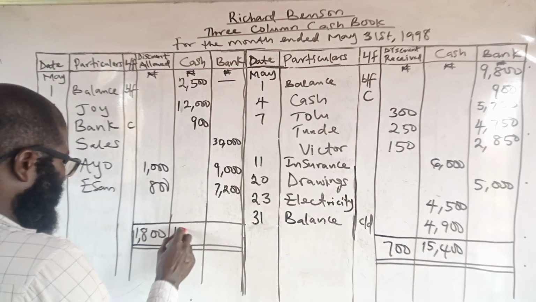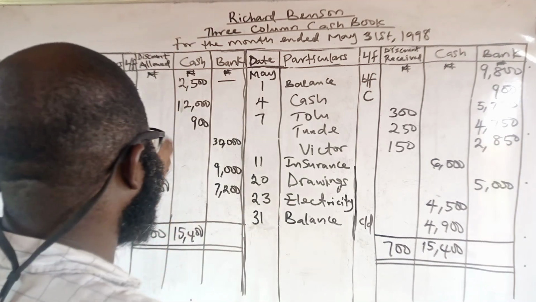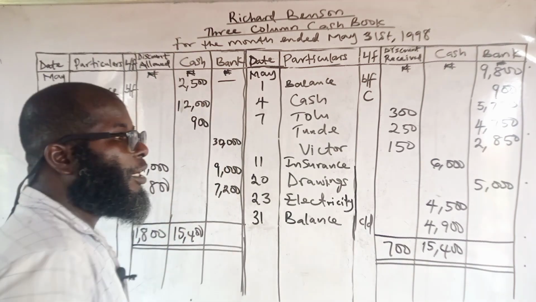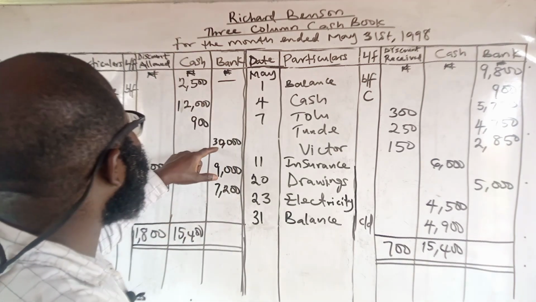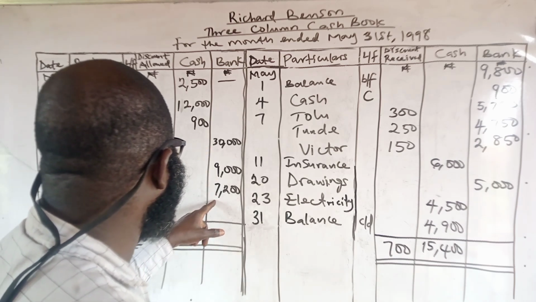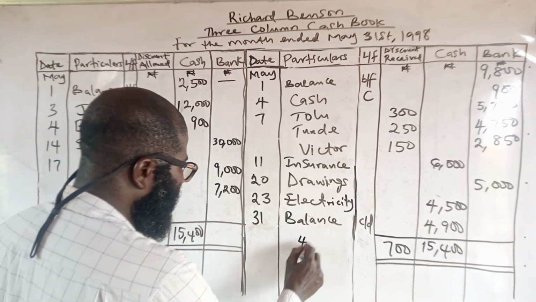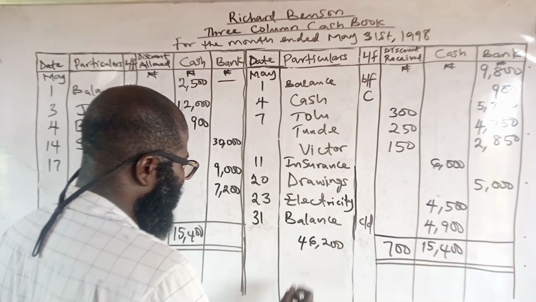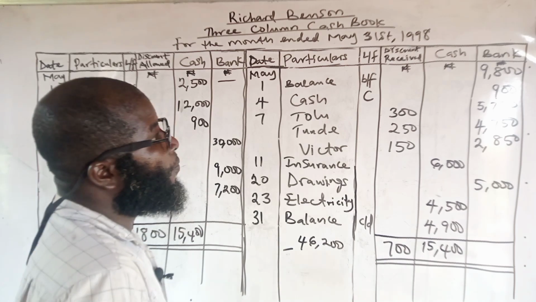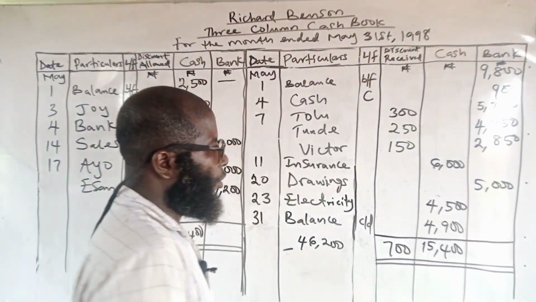By the time you add 4,900 plus 4,500 plus this, we are going to get 15,400. Then we have this 15,400 as well, when you calculate all this together. Then for the bank column, this 30,000 plus this, that is 39,000. Then plus 7,200, we have 46,200 naira. Then you take it away from the calculation of the bank column figures.